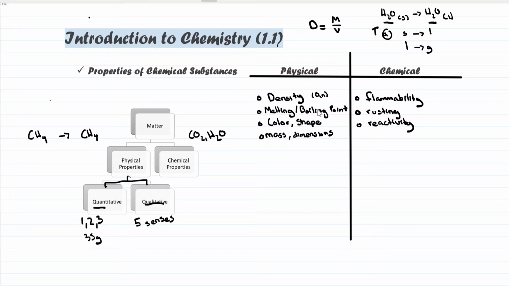Melting and boiling point, if you remember, is a particular temperature, and temperature is often represented by a numerical value, whether it be in kelvins or Celsius. So that's also going to be an example of a quantitative property.